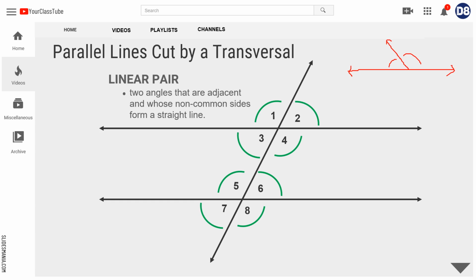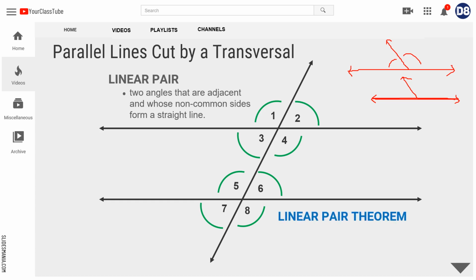But by definition, linear pairs are two angles. It starts with two angles that are adjacent, which means they are back-to-back. Then their base, the non-common sides, this is their common side, right? Their non-common sides form a straight line. That is why it became a linear pair.